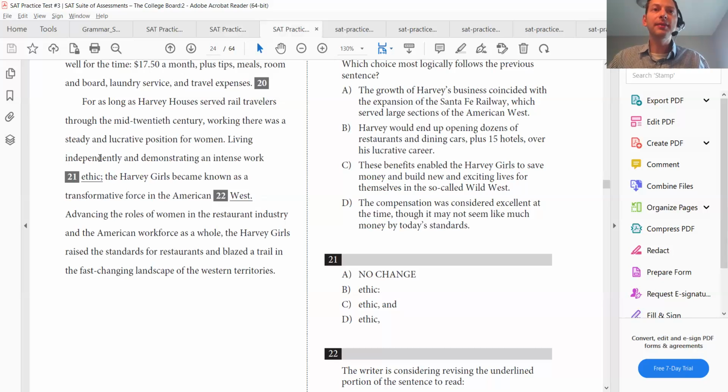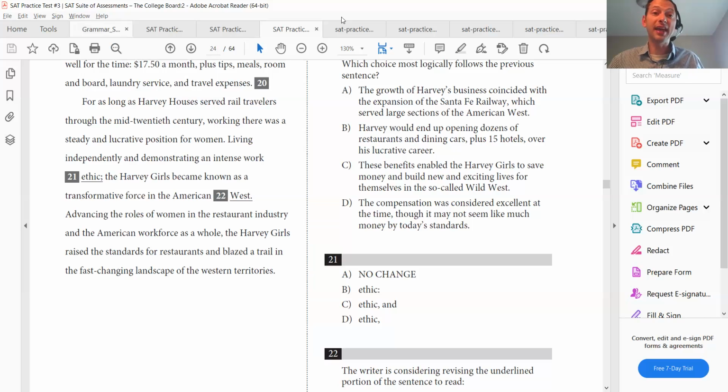21. Living independently and demonstrating an intense work ethic. Is that a sentence? Who is living independently? Doesn't seem to be a sentence. So it can't be a semicolon, it's not a sentence. It can't be a colon. Remember, a colon only has to come after a sentence. So A and B are just out. Actually, the answer is D. Living independently and demonstrating an intense work ethic, comma. Who is living independently? So that's an introductory clause, comma. The next thing should be the subject, the Harvey girls. Good. All right, let's move on to the next example.